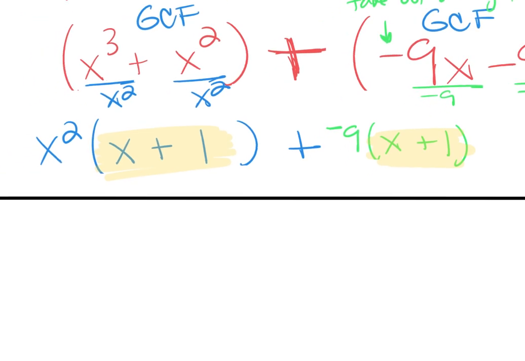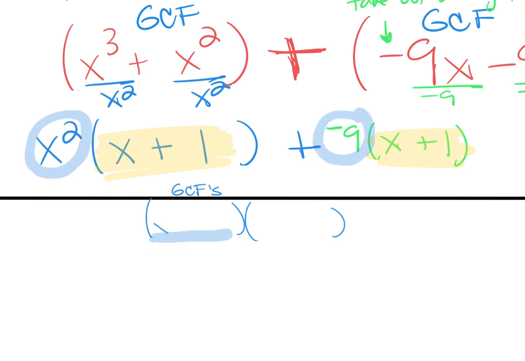So now that they're the same, I can go ahead and, I kind of say like marry my groups together into two binomials multiplied. The first group is going to be your greatest common factors. So I'm going to take my x squared and my negative 9, and I'm going to put that here. That's going to be the first part of my answer. The second group is going to be what we call our common binomial. Whatever I got to be the same, that's what's going over here. X plus 1.